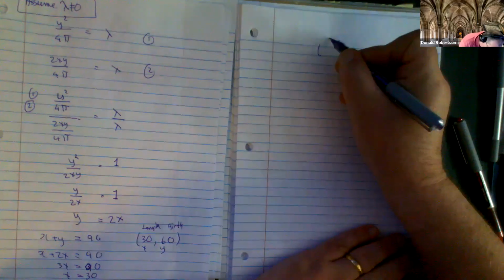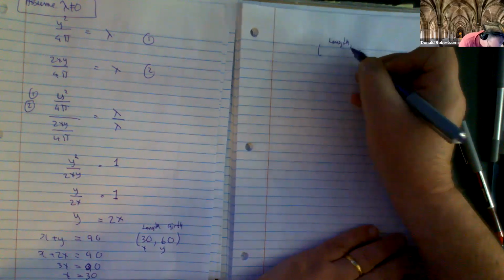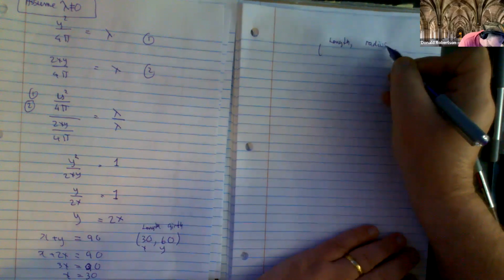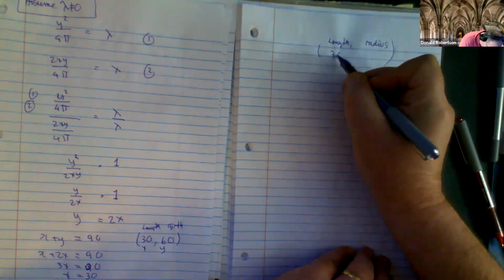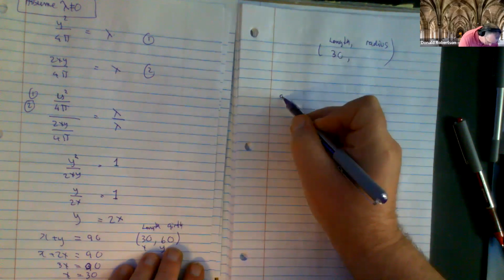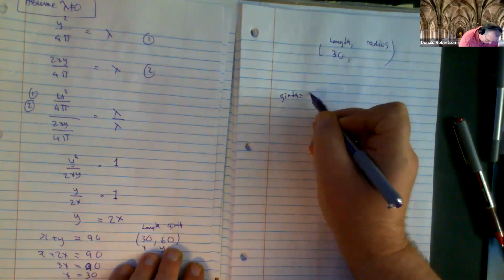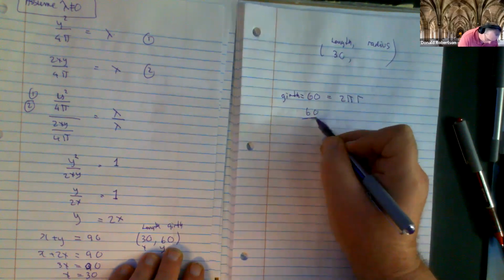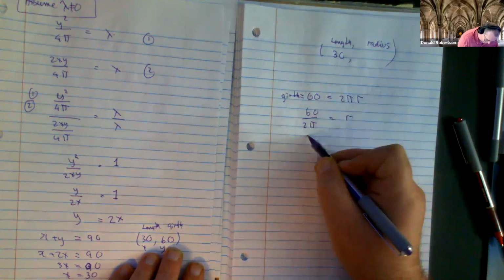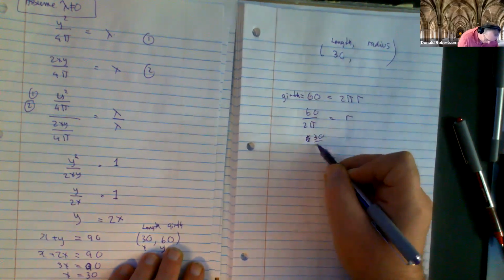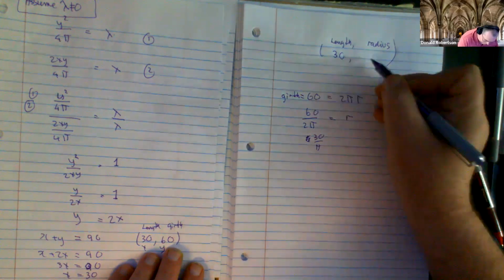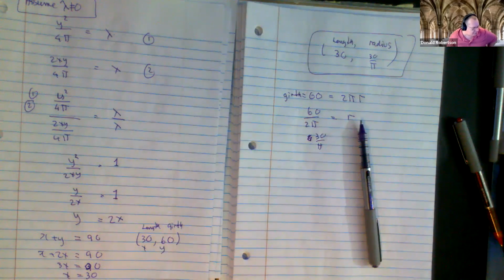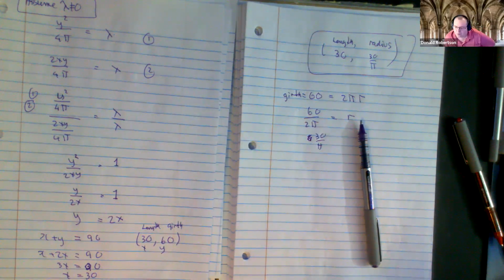But they put a little twist in the tail. They asked for the length and the radius. Well, I know the length is 30. If the girth is 60, and that's 2 pi times the radius, then the radius is, for that given girth, the radius is 30 over pi. And we are done.